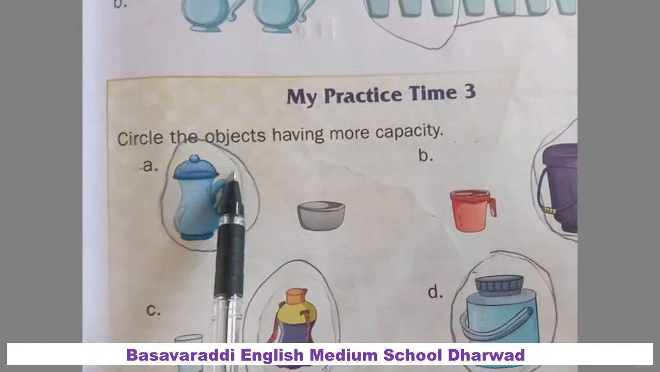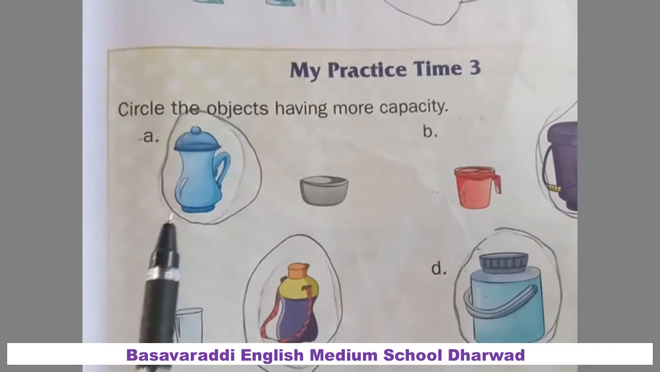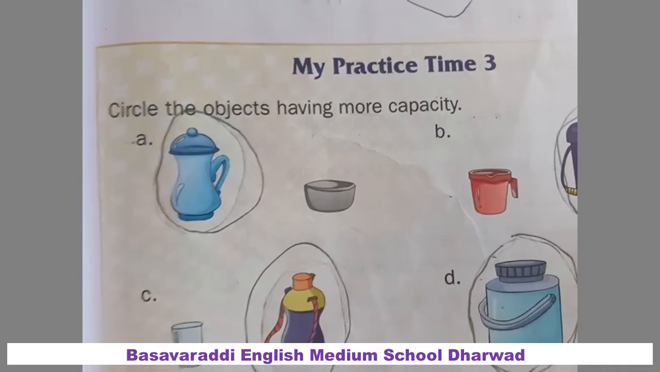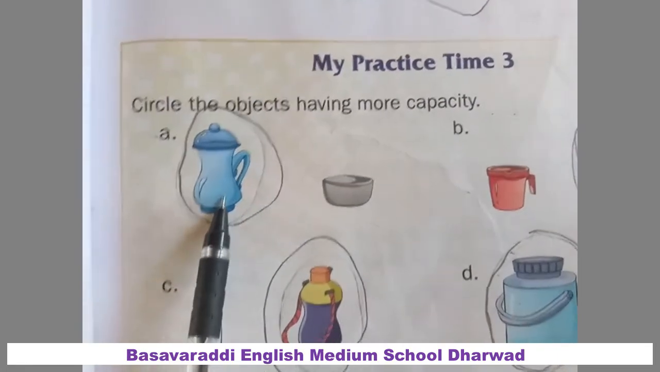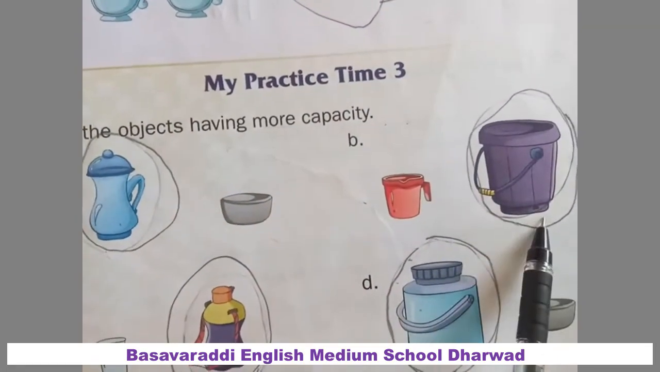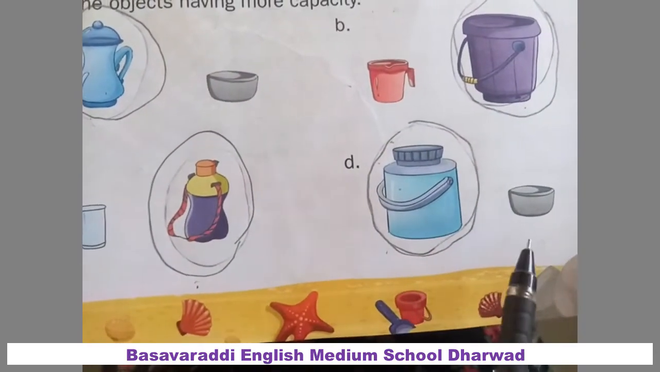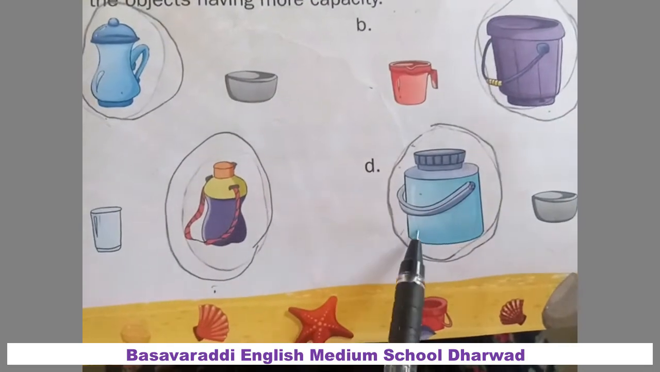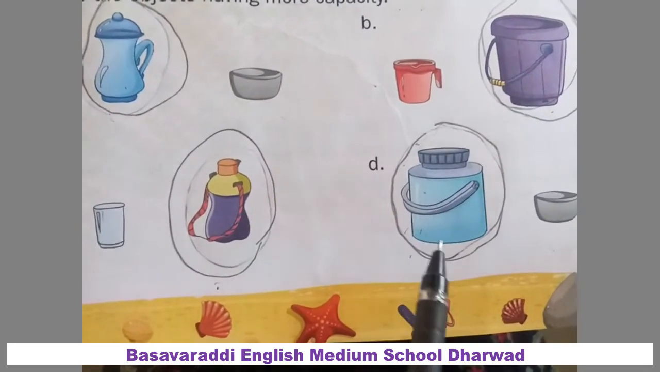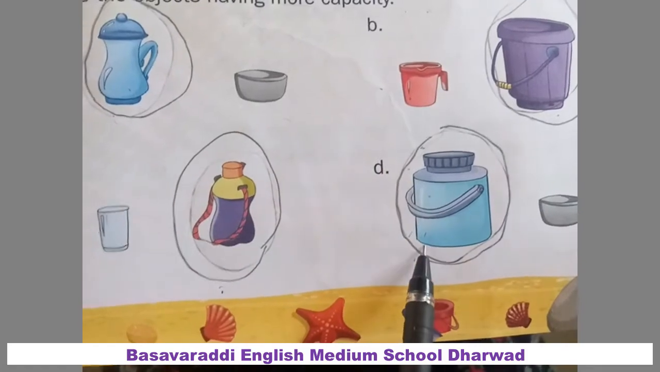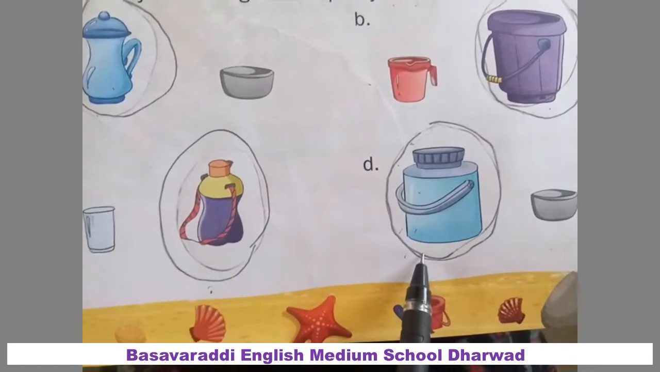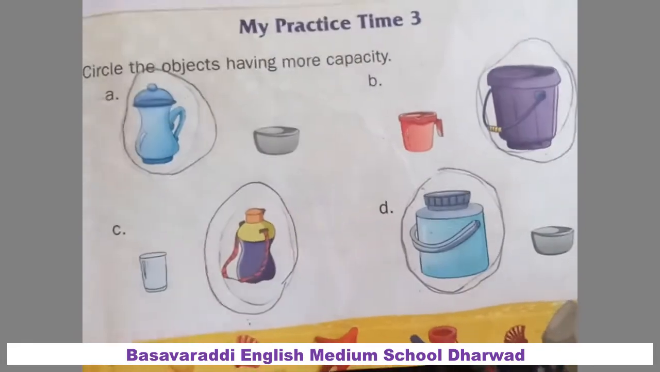One is remaining. My practice time. Circle the object having more capacity. Which is having more capacity? That one you have to circle. So, jug and bowl, the jug is more. Mug and bucket, the bucket is holding more capacity. Glass and thermos, the bottle is holding more. And this is a water can and this is a bowl, the can is holding more. So capacity is a measure of how much the container can hold. The one with more capacity, you have to circle.